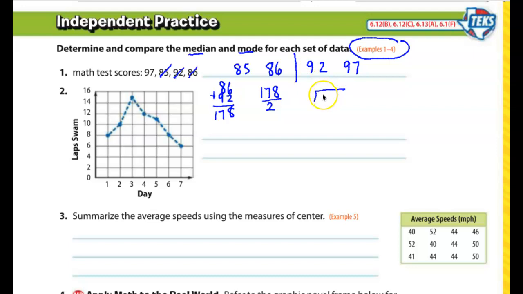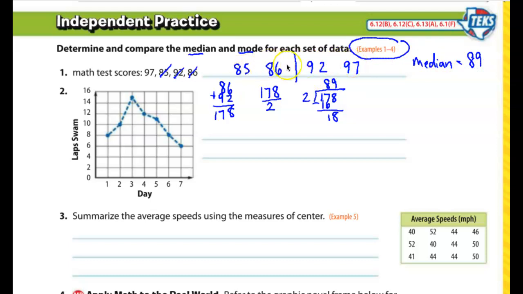So here's my division bar. And 2 will go into 17 8 times. Okay, the difference is 1. And then 2 will go into 18 9 times. So over here, I'm going to write that my median is equal to 89. Now, the mode is the number that happens the most often.